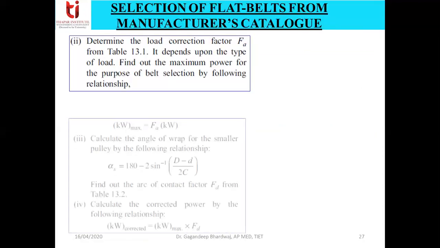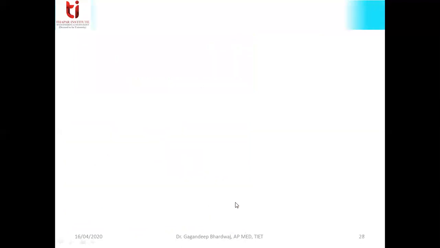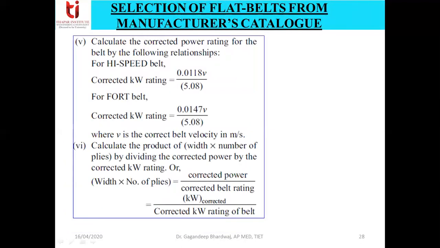So this is all about alpha s. Then you can calculate the corrected power by the following relationship. So we have calculated the maximum at this point, this maximum into FD, which is the corrected rating capacity. Once you have calculated this, calculate the corrected power rating for the belt by the following relationship. That is, for a high speed belt, the corrected rating speed is given by 0.118 V divided by 5.08.